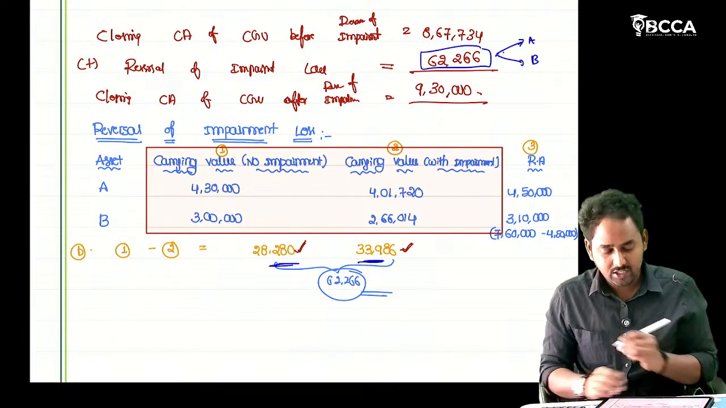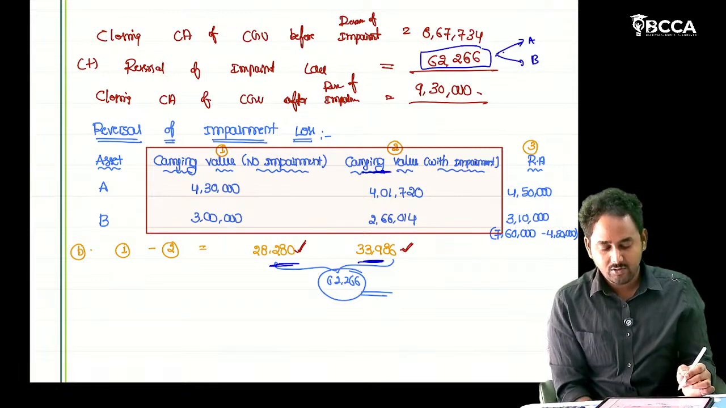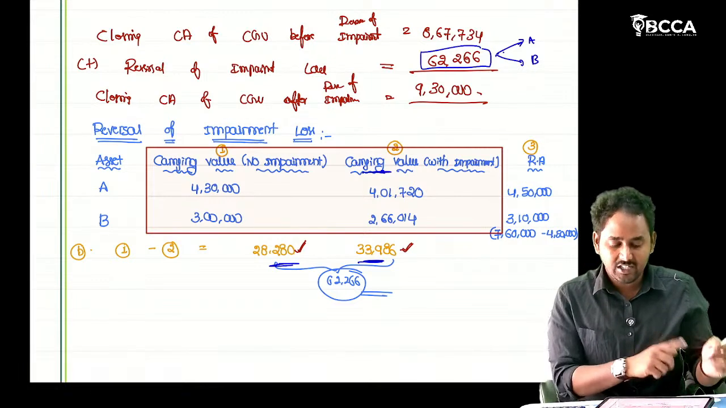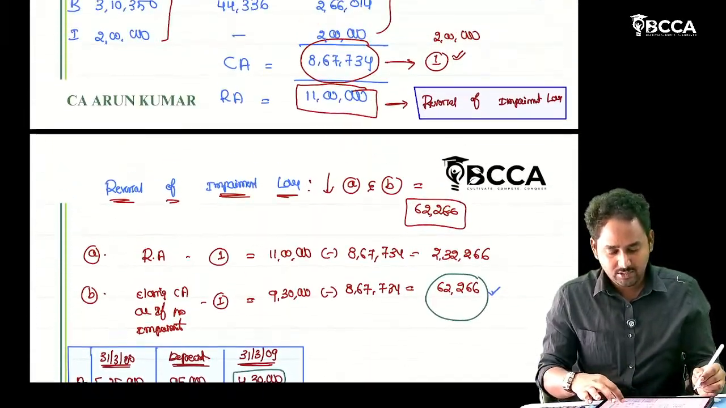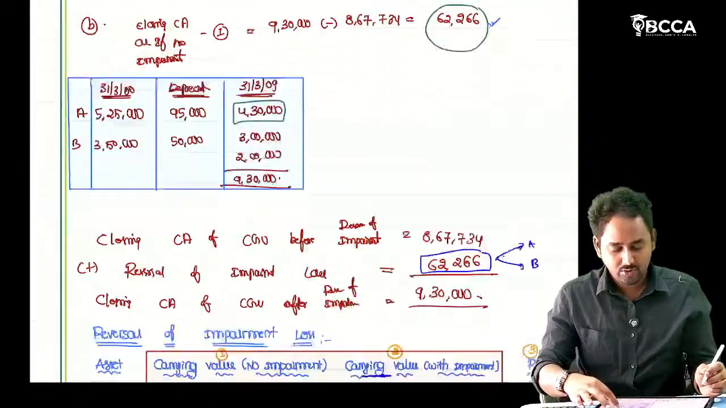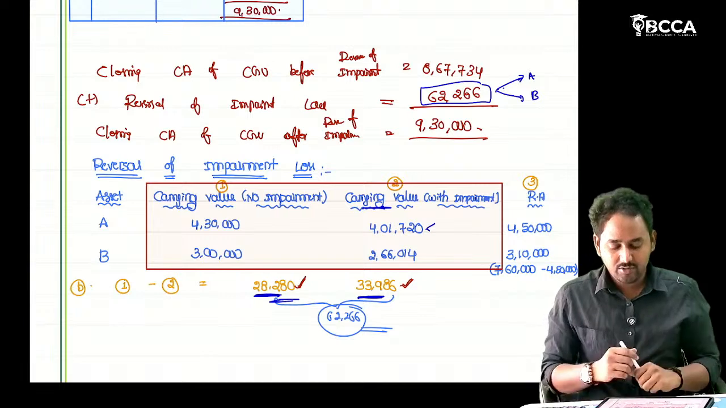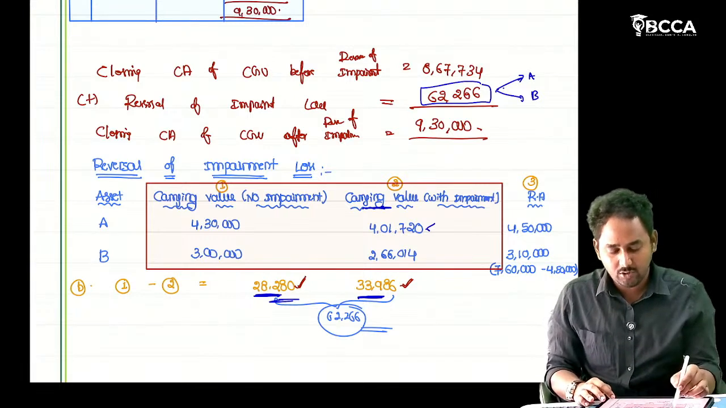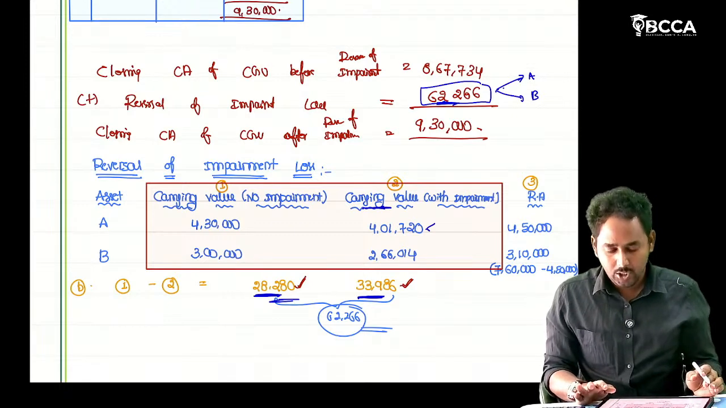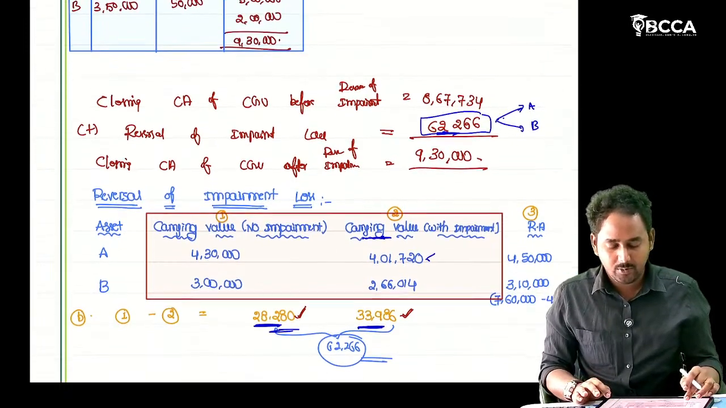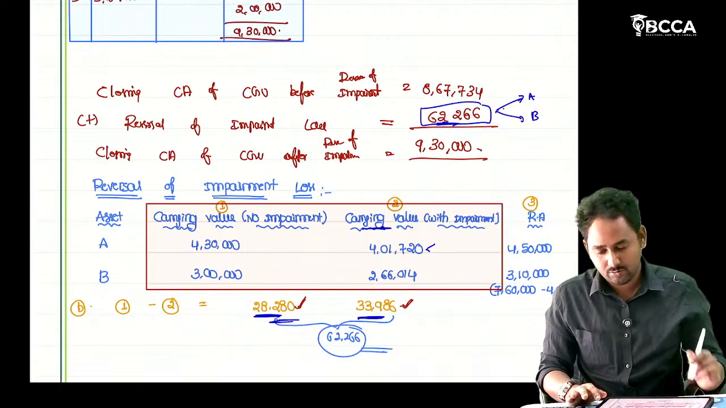So how to calculate this ratio? The carrying value without giving the effect of reversal of impairment loss, 401,720 and 266,014, should be compared with the recoverable amounts. Then I can get the individual reversal of impairment losses. What is the total reversal of impairment loss? 62,266. So this problem covers the reversal of impairment loss and allocation of the impairment loss also.